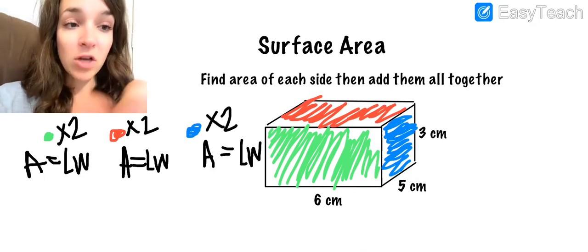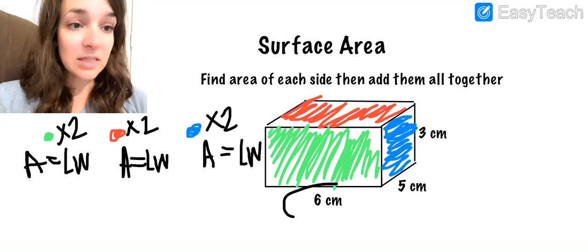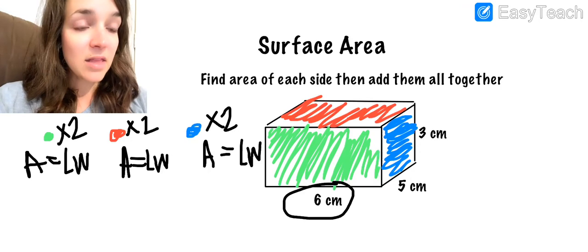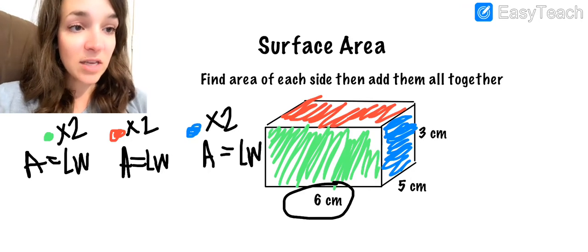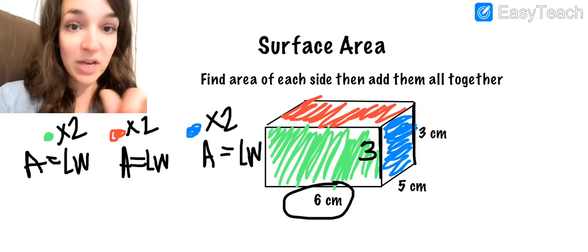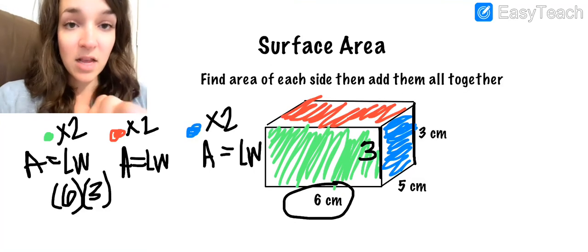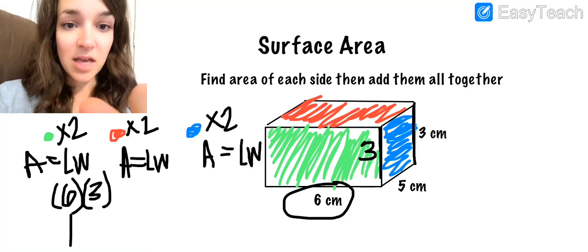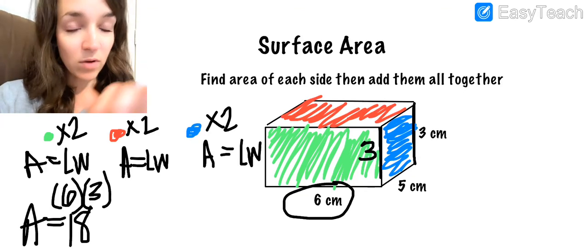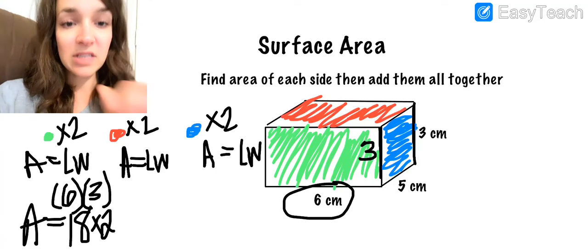So we can look at our green side and say, okay, area equals length times width. Well, I know my length is 6. And then my width is actually going to be the same as this side back over here, which is going to be 3. So let's plug those in. I've got 6 for my length, 3 for my width. So 6 times 3 is 18. So I've got that one. Now don't forget, we're going to multiply that by 2, okay? So 18 times 2, we'll just leave that there for now.